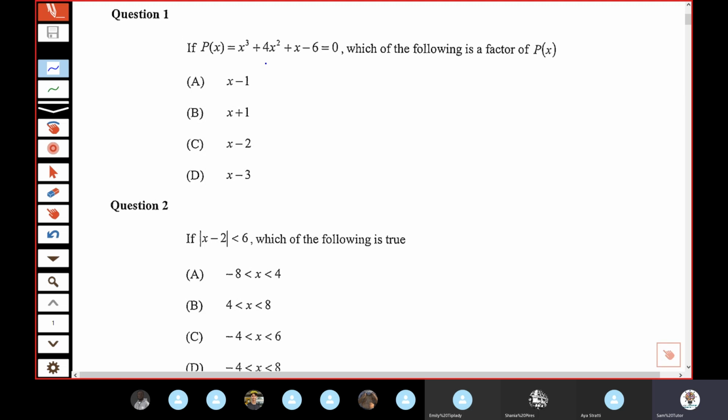If p of x is equal to x cubed plus 4x squared plus x minus 6 equals 0, which of the following is a factor? Pretty straightforward. You're just going to sub in 3, sub in 2, sub in minus 1, sub in 1. You guys, I'm sure, have worked it out for question 1. I'll leave multiple choice to do. Nice. C? No, A. A. 1 worked. 1 plus 4 plus 1 is 6. 6 take away 6 is 0. I like it. Done. Easy.